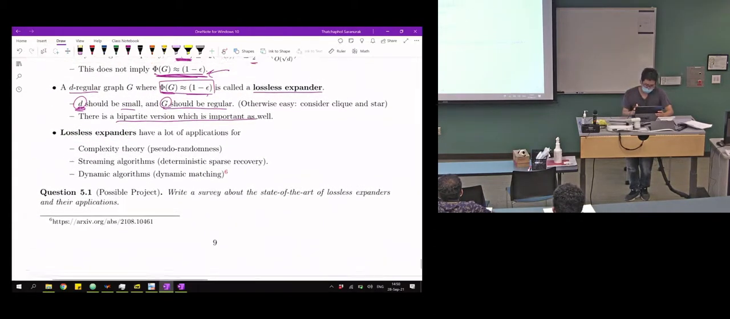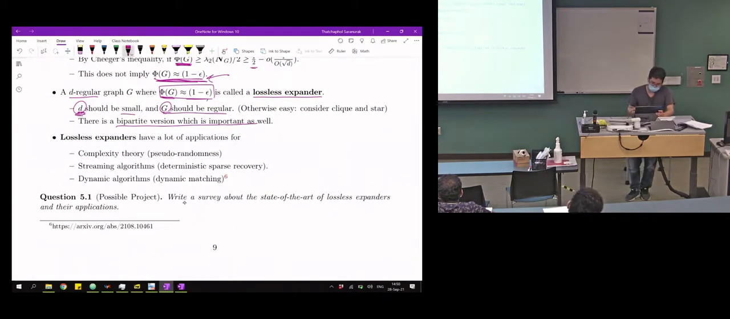So one of the possible projects is actually to write a survey about the state of the art of lossless expanders and their applications. I think that would be quite interesting. It's a very strong object, and even how to construct it is very interesting. There's some paper about it.